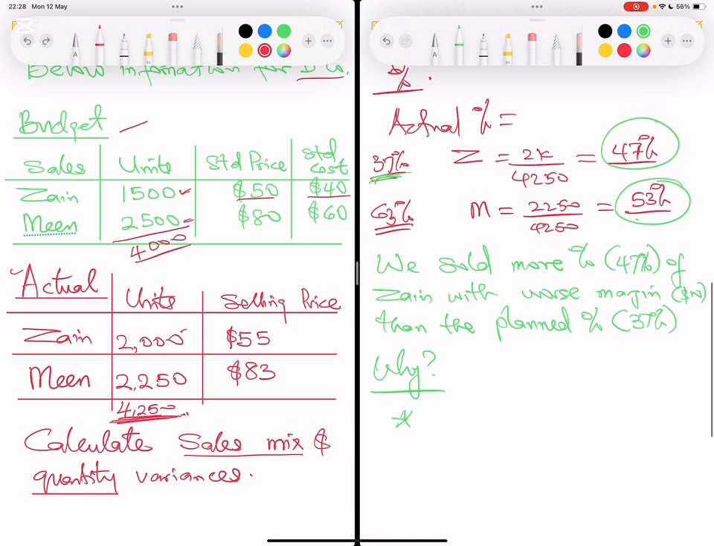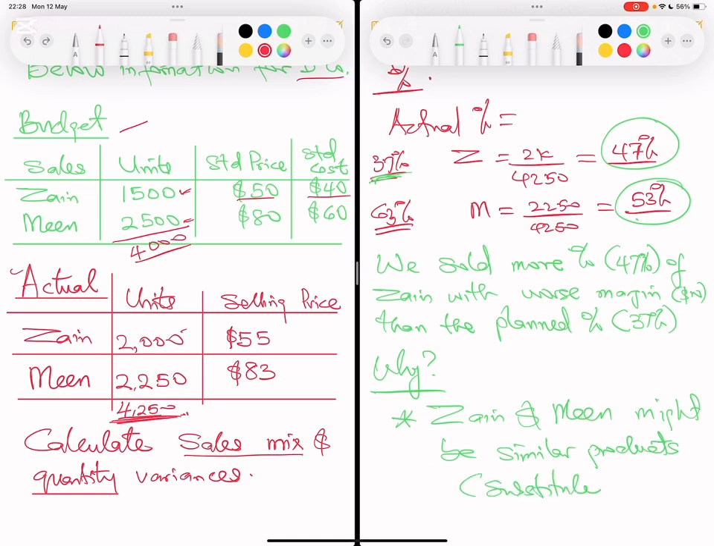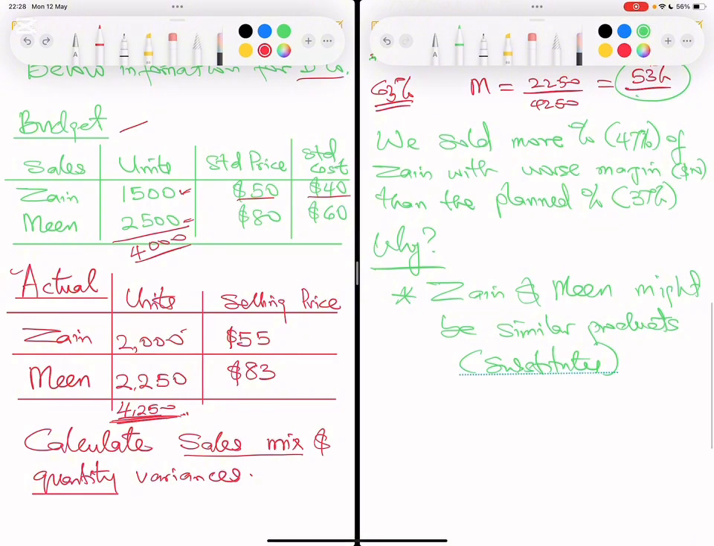There's a possibility, because remember, when you do this analysis, you need to think about possibilities, because it's not necessarily going to be actual all the time. So the first possibility is that zinc and mean might actually be substitute products, similar products, which means they are able to give similar satisfaction to customers. And if they are substitutes, it means that customers will definitely prefer to go for a cheaper product. So cheaper Z will be bought. That's zinc at $50 will be preferred.